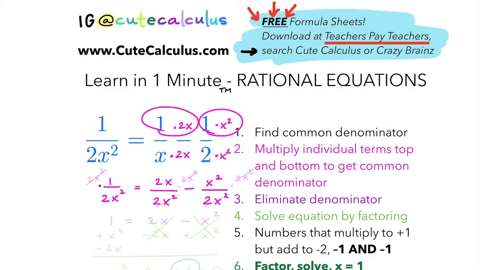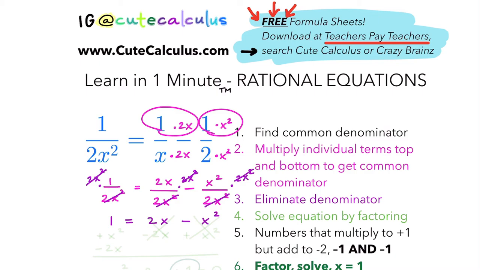The reason why is because if we just go through and multiply by 2x squared on each term, that will eliminate to 1 over 1, 1 over 1, 1 over 1. So we're just left with the numerator. That's going to be 1 equals 2x minus x squared.